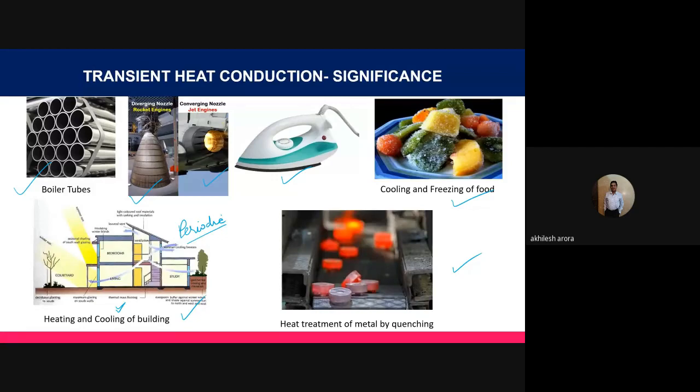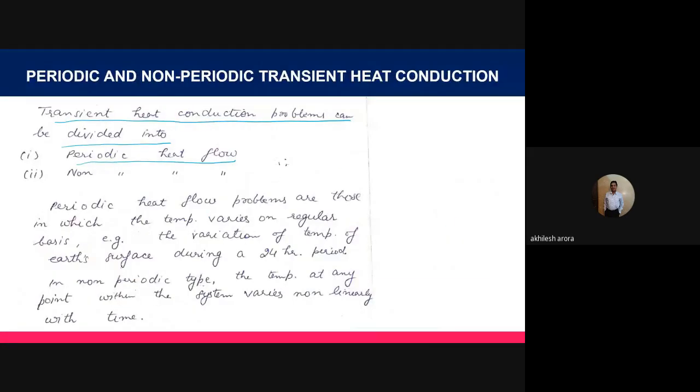But when you talk about the quenching of the metal, if the metal is at high temperature, let us say 763 or 773 degrees Celsius, and when you quench it, its temperature may drop to say 100 degrees Celsius over a certain period of time. So naturally, this is not going to increase again. So it's a non-periodic type of transient heat conduction. So basically, we can divide these transient heat conduction problems into two types of cases. The first one is the periodic, and the second one is the non-periodic.